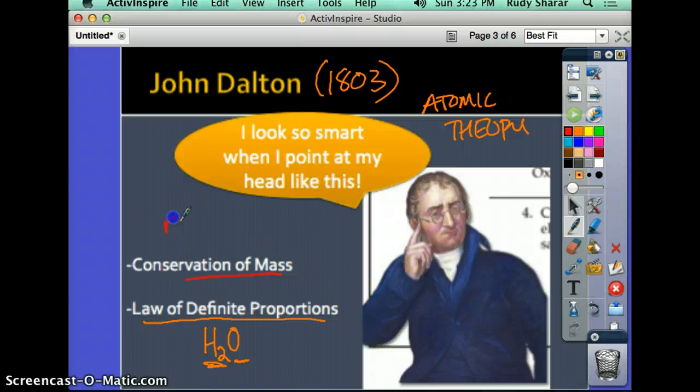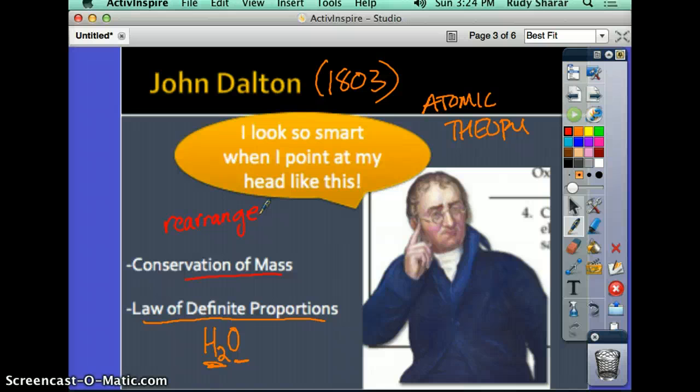Matter simply, atoms simply rearrange in chemical reactions. It's not that when a piece of paper burns, that paper disappears. It's gone. But the atoms that were together to make that piece of paper have now rearranged into different compounds and have a different structure than they did before. But the mass of whatever you started with always will equal the mass of what you ended with.